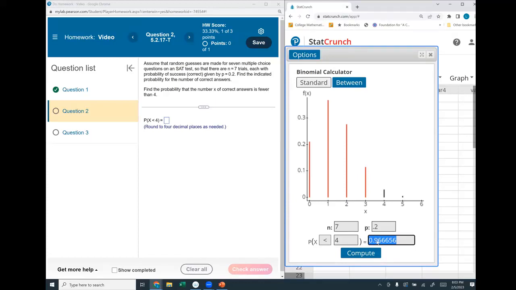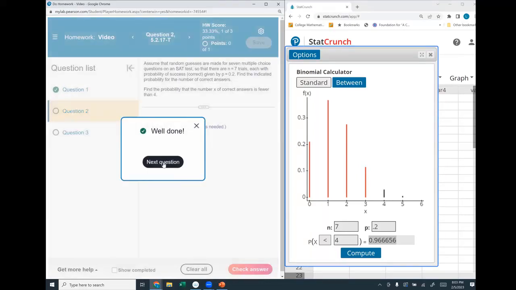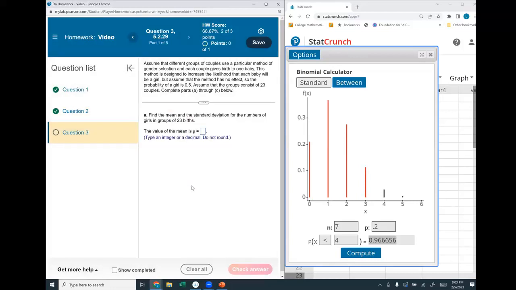So we have a probability of getting less than 4, that is 1, 2, or 3 right, out of 7. That's not actually excellent. Let's see, 4 decimal places: 1, 2, 3, 4. So this last 6 goes to 7, and check answer. Perfect. So this is not too bad, right?